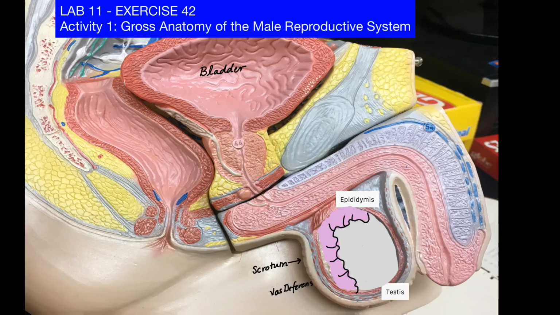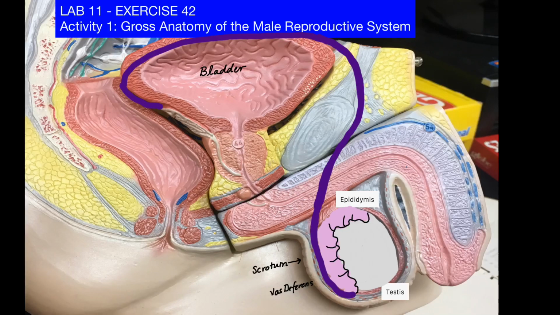The next portion of the duct system is called the vas deferens, or the ductus deferens, and it's a really long tube. This tube can't be seen on the torso model that I had, so I drew it in so you can see the connection. It extends from the base of the epididymis and wraps all the way around our bladder.